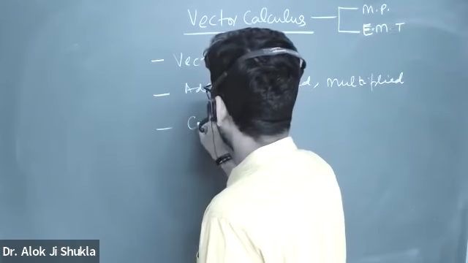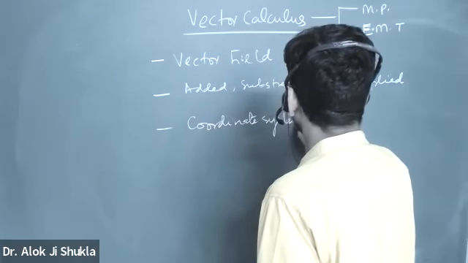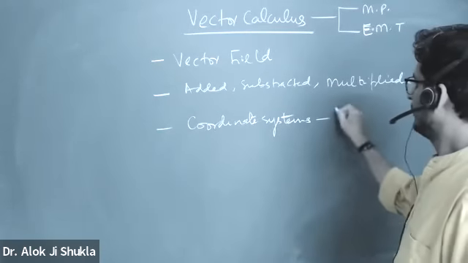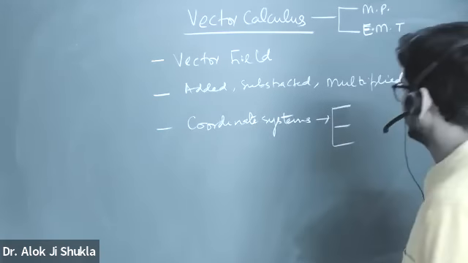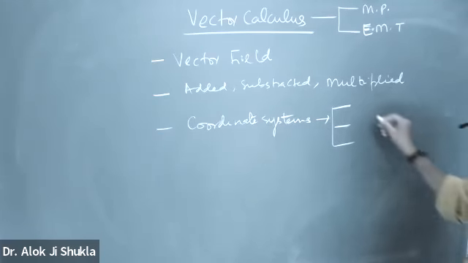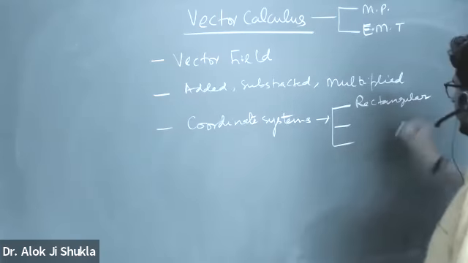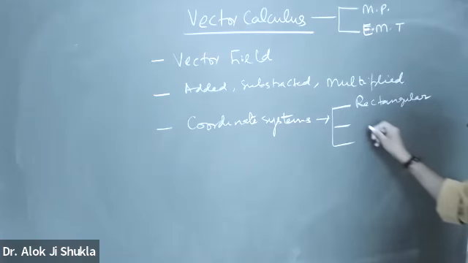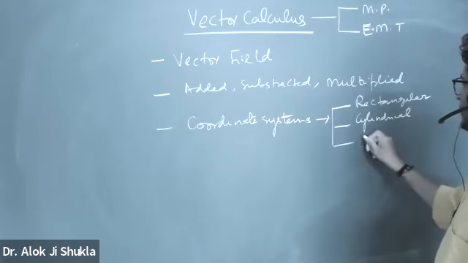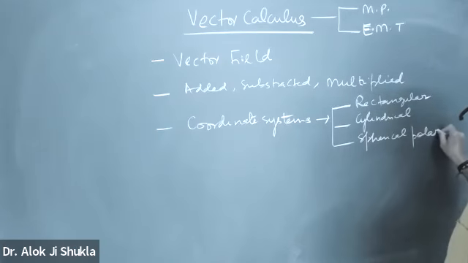And then the coordinate systems. What is this? Mainly, we discuss three coordinate systems that we actually use at a basic level: rectangular or Cartesian coordinates, cylindrical, and spherical polar.